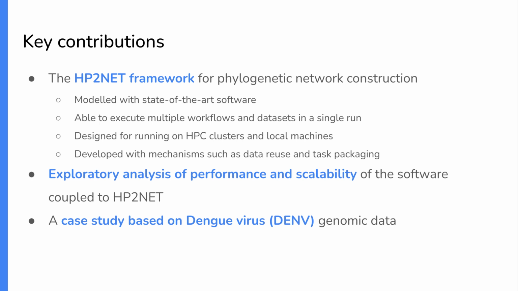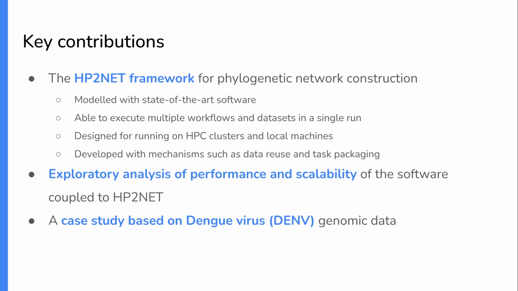First, we introduce HP2Net, a framework for phylogenetic network construction built on state-of-the-art software. HP2Net can execute multiple workflows and datasets in a single run. The framework is designed to run on both HPC clusters and local machines and includes mechanisms such as data reuse and task packaging to improve performance.